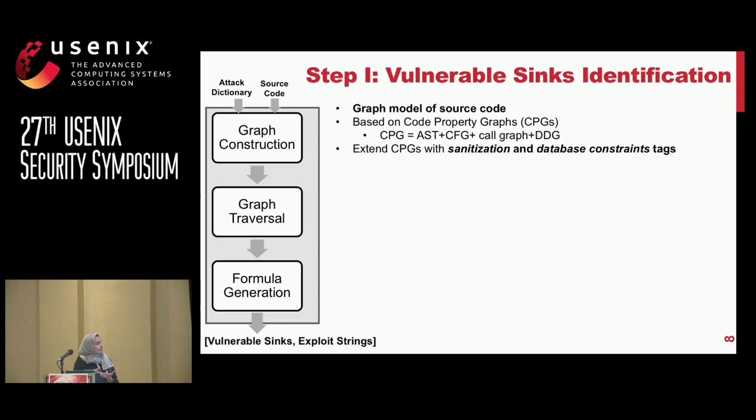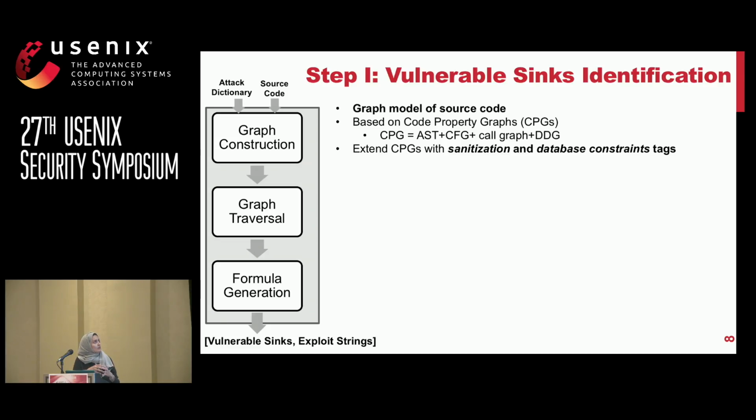Our graph model of the code is based on code property graphs. Code property graph is a graph that combines different representations of the source code in one graph. Like, for example, the AST, the control flow graph, call graphs, and data dependency graphs are all combined in one graph called code property graph.